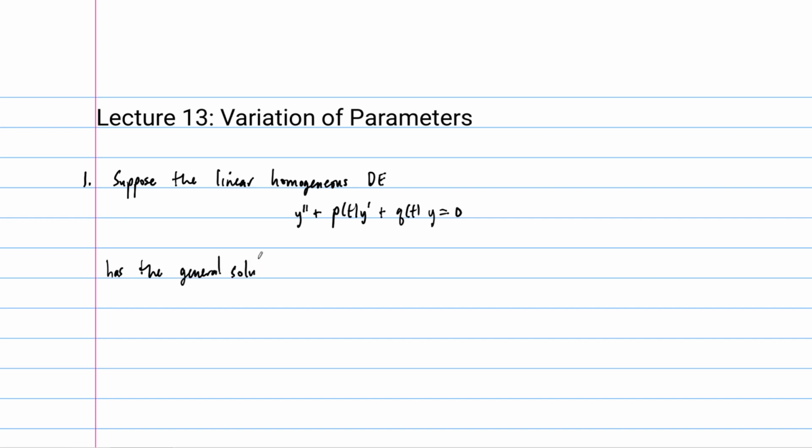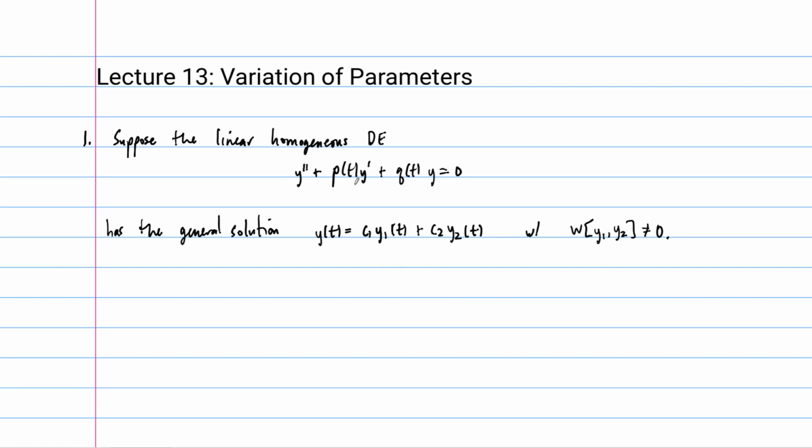So the form of this general solution, of course, is going to be, it's a second order equation, right? So it's going to be y of t equals c1 y1 of t plus c2 y2 of t. And for this to be a fundamental solution set, the y1 and the y2, then of course we have to have that the Wronskian of y1 and y2 is not equal to 0. Okay? So that means that y1 and y2 form a fundamental solution set for the homogeneous linear differential equation.